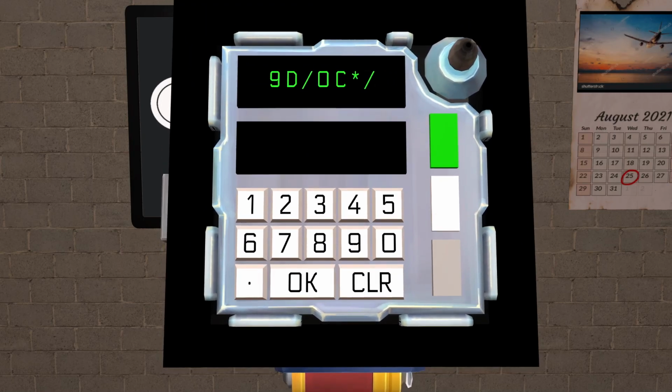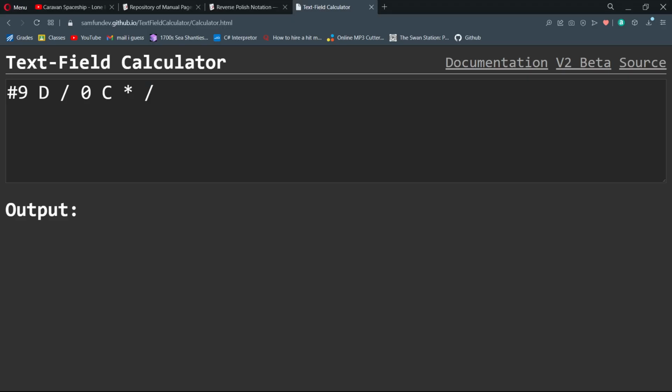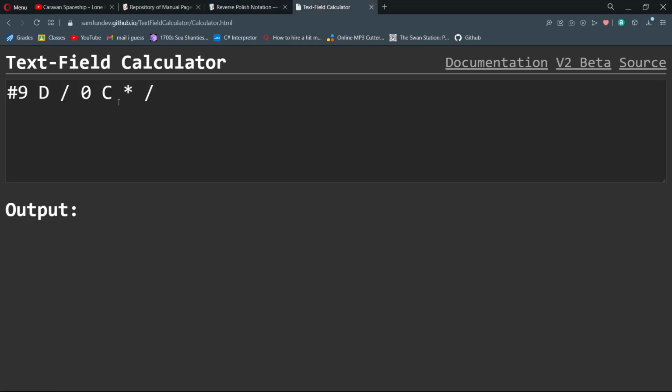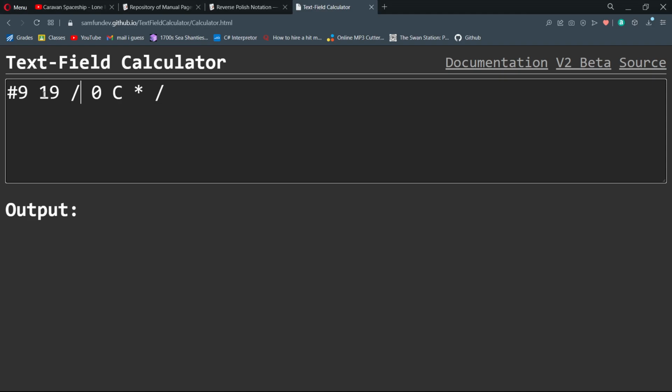Now we have 9, d, divided, 0, c, times, divided. So, as I stated before, just like in the last stage, d is the sum of the non-encoded numbers, so 9 plus 0 is just going to be 9, and then add 10, so that's going to be 19.